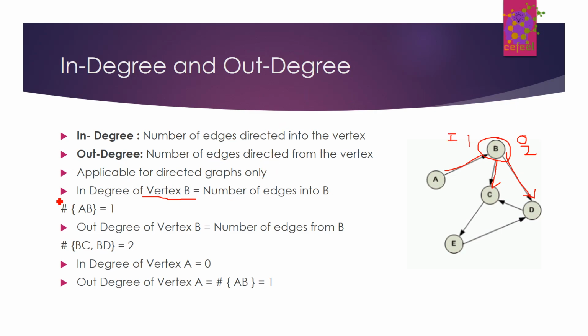Similarly, let's see what is the in degree of vertex A. Vertex A doesn't have any edges that are going into A, hence in degree is 0. Out degree of vertex A, there is one edge going from A. That's why vertex A's out degree is 1. Alright, I hope this made the concept pretty clear. I would suggest you take it as an exercise to find the in degree and out degree of vertex C.